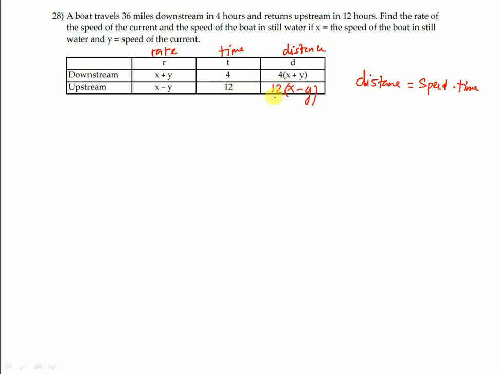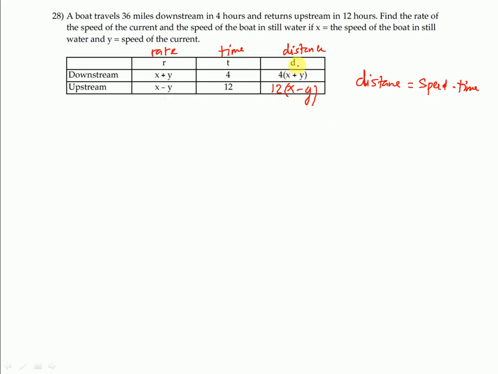So after we fill out this table, they want to find the rate of the speed of the current and the speed of the boat. That means they want to find the value of x and y. Okay, so how do we do that?